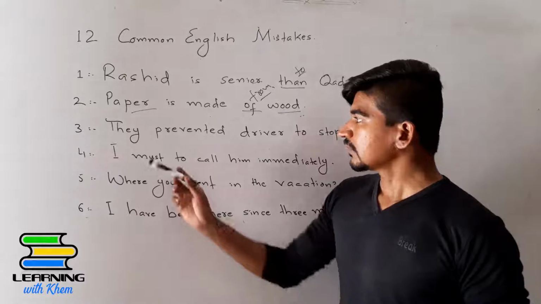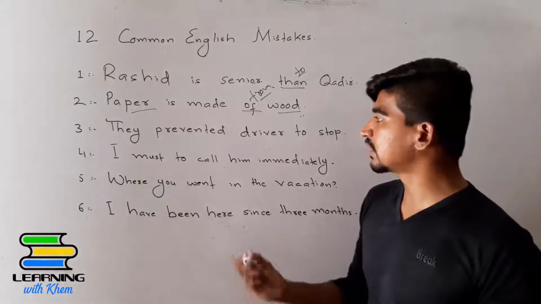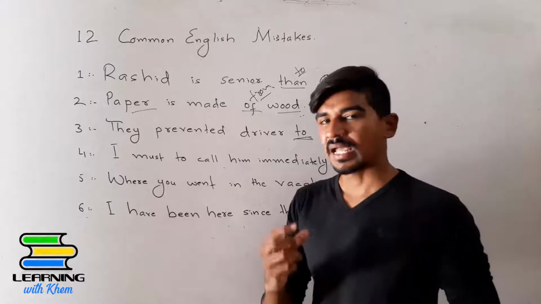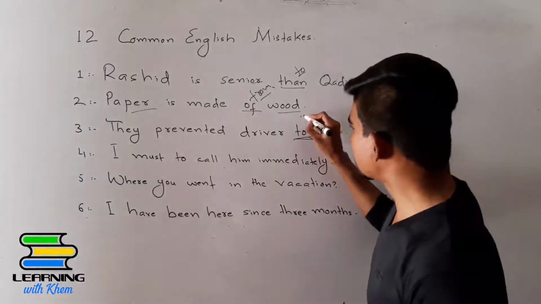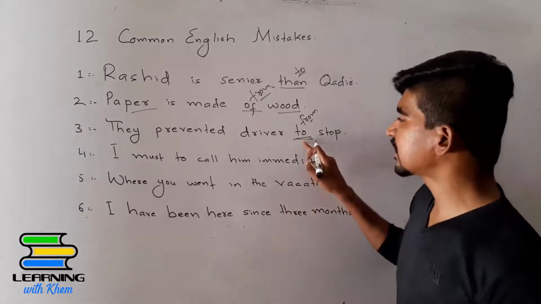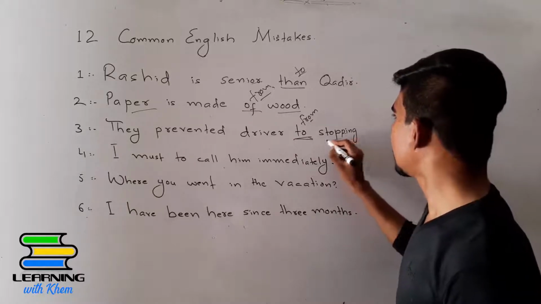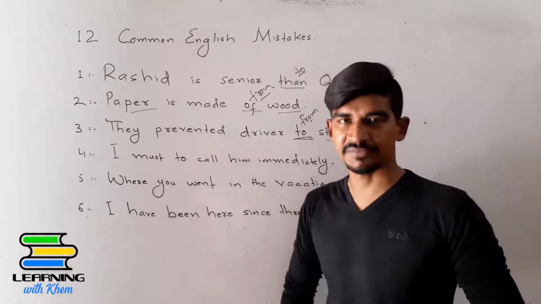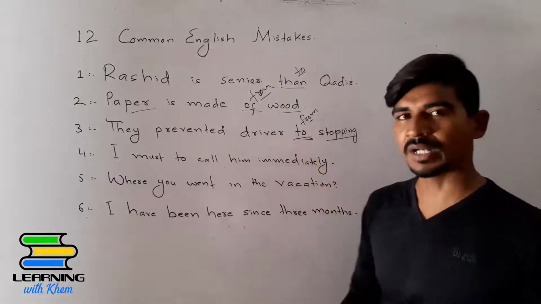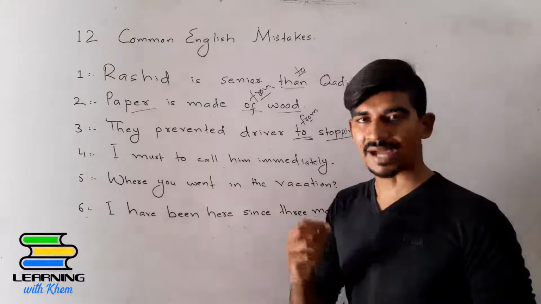Our third point: they prevented driver to stop. Here the mistake comes in the word to. It can be corrected by replacing to with the word from, and if we are replacing to with from, our coming verb will be in the ing form. Because these kinds of words always take from, and once you are writing from, then the coming verb will always be in the form of ing.